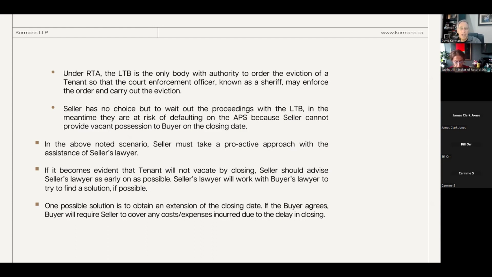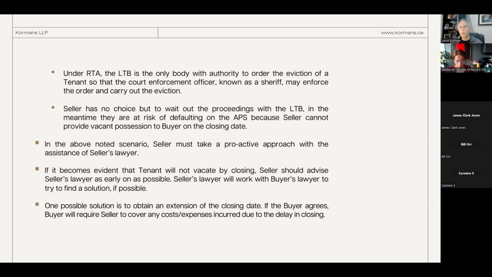So maybe the buyer has to live somewhere else. Maybe they've got to put their things into storage. There might be storage costs. There might be other financial costs that they incur. Maybe the terms of their mortgage will run out, and they have to get a mortgage at the end of May at a higher rate than they would have had if they closed April 30th. You never know exactly what those costs and expenses might be until you get into the negotiation of the extension. But that's one possible scenario and one possible solution, that the parties, meaning the buyer and the seller, can agree to an extension to allow more time for the seller to get the tenant out of the property and close.